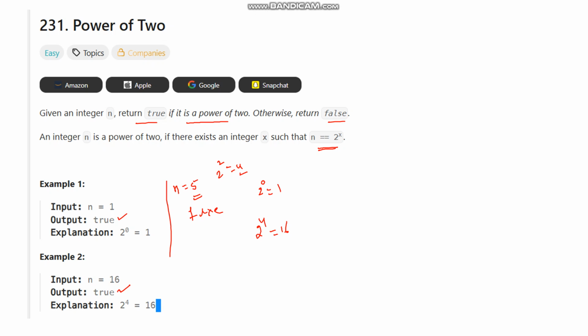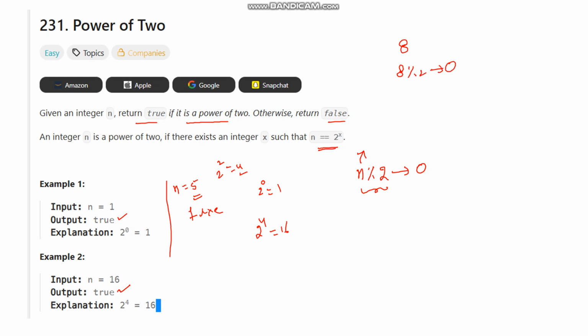Before going to the power concept, whenever n mod 2 is equal to 0, then we can say that there is a possibility that this number is a power of 2. We are not clearly saying it is, only that there may be a possibility. For example, if I give 8 here, 8 mod 2, what is 8 mod 2? The value is 0.